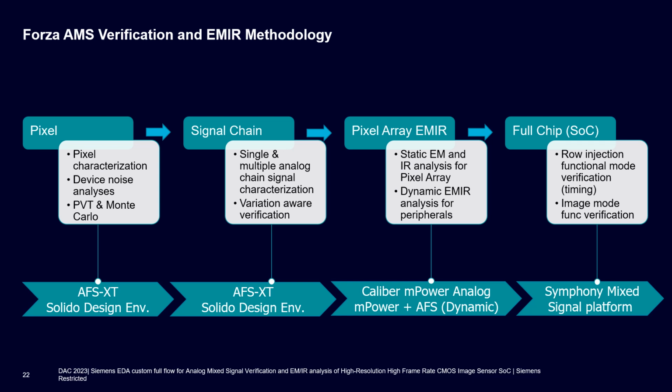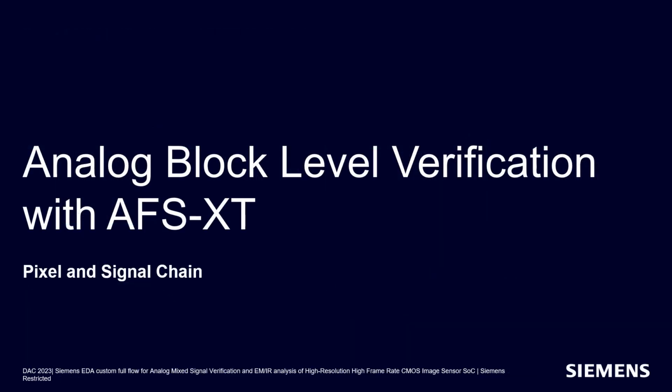The third stage involves doing static IR drop analysis of all the power and ground rails on the image sensor chip and dynamic IR drop analysis for the critical peripheral circuits. We have successfully adopted mPower for effectively doing EMIR analysis at Forza. Finally, in order to verify top chip functionality and pixel and ADC timings using row injection mode, we take advantage of the flexibility offered by the Siemens Symphony mixed signal platform. First, we'll present a case study for analog block level verification with AFS Extreme Simulator.